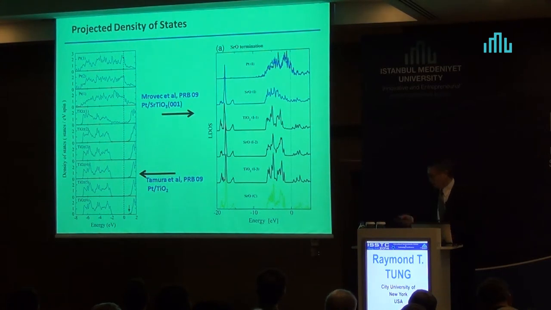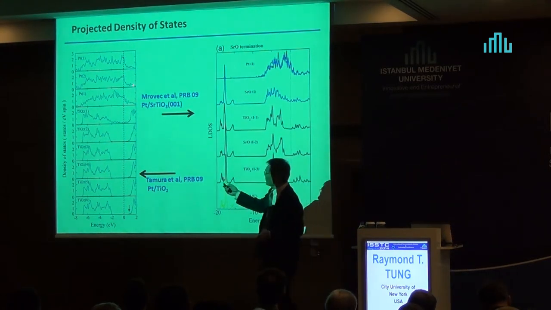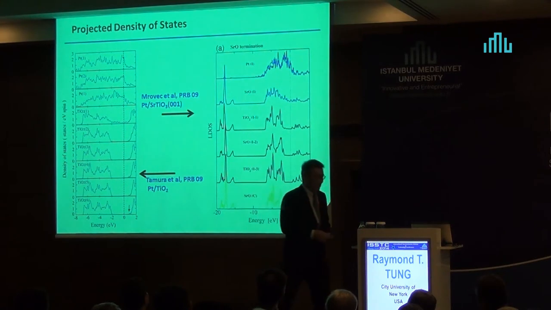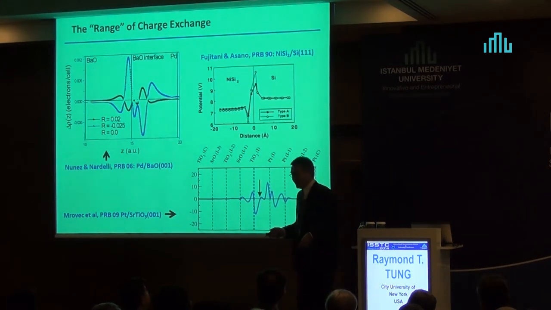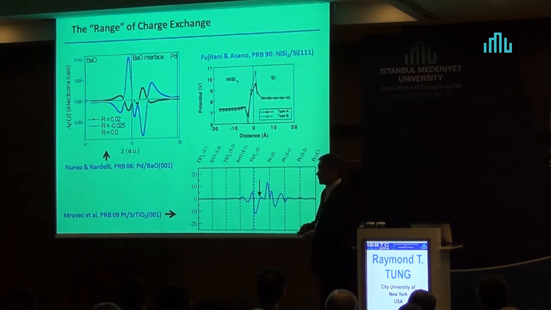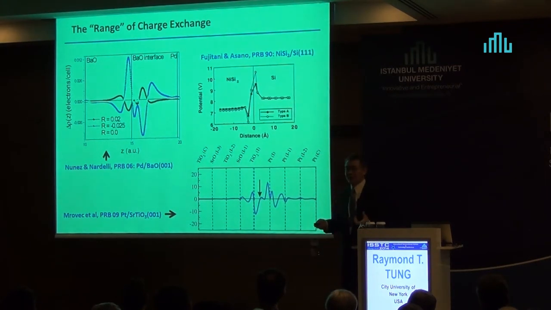Now to dwell on this point of the range of the interface states, we can look at a few more examples. For instance, the original result of epitaxial nickel silicide, as I said, has been reproduced in calculation, which also showed that, now I'm plotting the potential of the excess charge as a function of distance into the metal and the semiconductor away from the metal-semiconductor boundary.